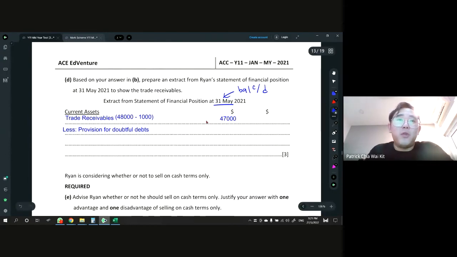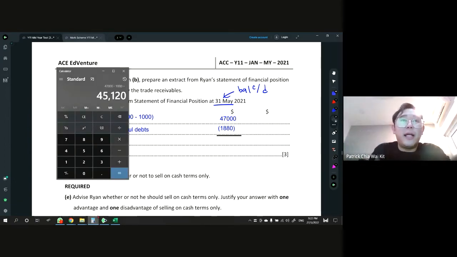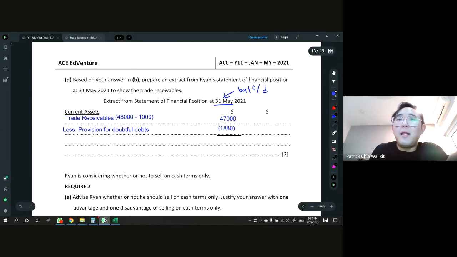Just remember that. Out of 47,000, how much? Because for PFDD we estimated 4% of this number, so 1,880. And since we are going to minus this, of course, I'm going to put it in brackets. This is how I show it. And of course, I'm going to draw a line, okay? So 47,000 minus 1,880, I get 45,120, then I type the answer on the right-hand side, 45,120. That's how it's done.